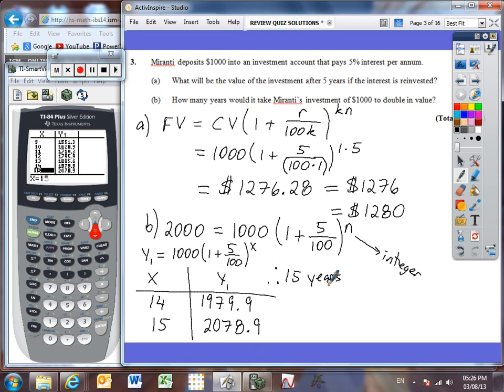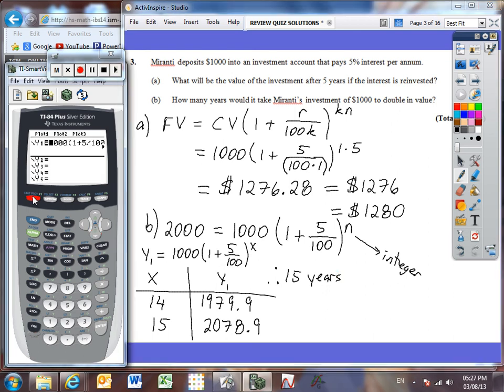Another way you could have done this problem, though, if you hadn't recognized immediately that you needed to have an integer answer, would have been to go to the graph. So I've already put in one side of my equation, my right-hand side. Let's now put in the left-hand side of the equation, 2,000. And this is going to create two different curves. I want to find out where they are equal to each other. In other words, where do they intersect?